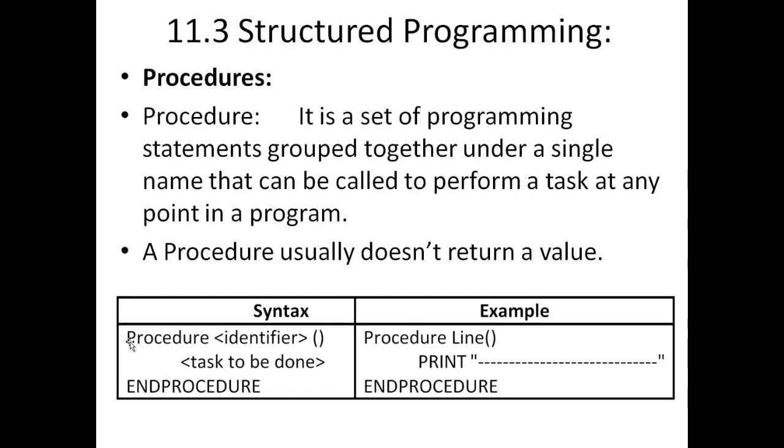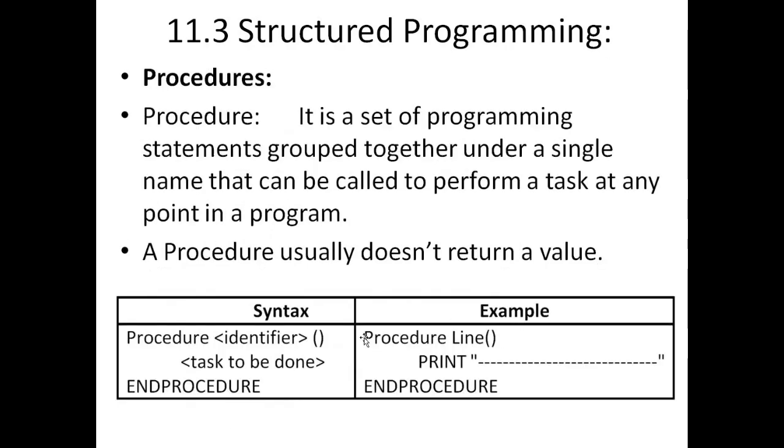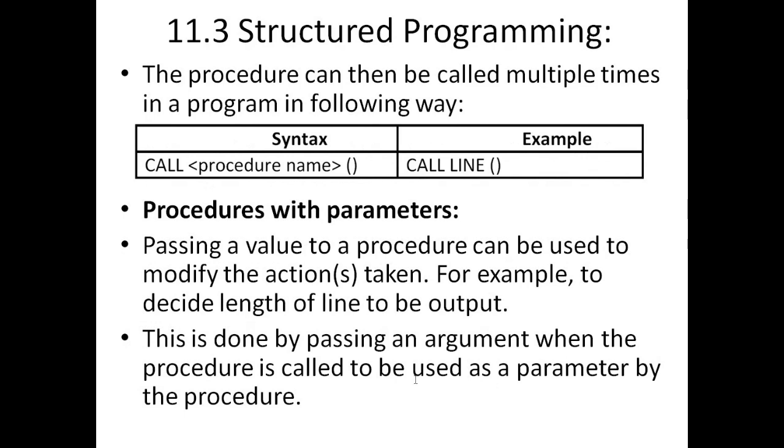Now, how do you write a procedure? You write the keyword procedure, then you write its name, you put brackets or parentheses, round brackets, then you write whatever lines you need to group under this name, and then end procedure. For example, procedure line, print this, end procedure. The procedure can then be called multiple times in a program in the following way. Once you have written these three lines, you can use them infinite times in any given program.